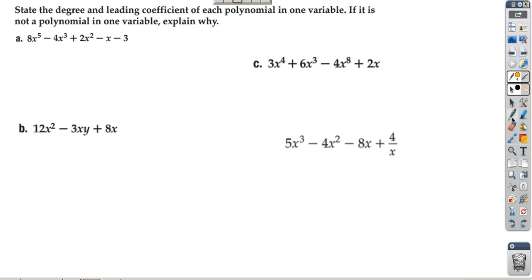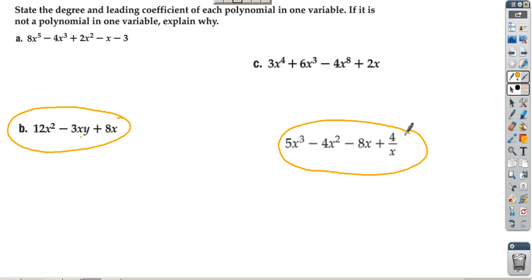So let's go through these and we'll state the degree and the leading coefficient of each polynomial in one variable. And it says if it's not a polynomial in one variable, explain why. Well, this one is not, because that has 2 variables, x and y. And then this one also is not a polynomial, and the reason is you're not allowed to have x's on the bottom of a fraction like that. In an earlier section we said x is raised to non-negative powers, and this you could actually write as 4x to the negative 1. X to the negative 1 means you flip it to the bottom and it becomes x to the positive 1. So neither of those other two are polynomials.